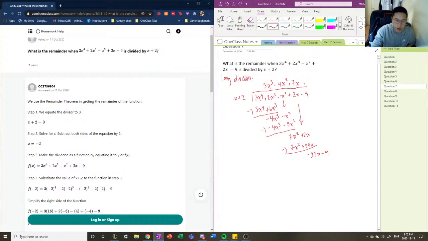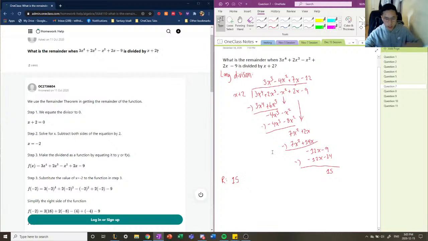Okay. So now we want to get rid of this, so we just multiply it by a number. We multiply by -12, and we get minus 24, sorry. If we subtract this, we get 15. So our remainder, which we were actually looking for in fact, is 15. Okay, so this is long division.